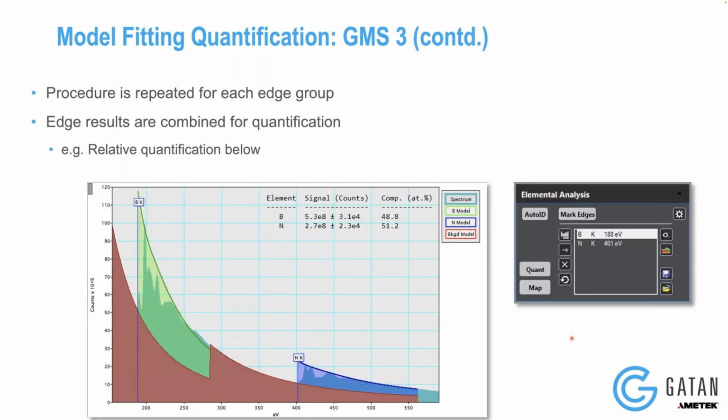This procedure is repeated for each edge group. One of the real advantages is that it can deal with overlapping signals. So this is kind of a step beyond what can be done with just simple background subtraction. One thing that we do need to be aware of and be careful of is that when we're doing this fit-based quantification, the accuracy of the quantification really directly relates to the accuracy of the fit. So our quant result directly correlates to how accurate and good our fit is. So essentially we need that fit to be as good as possible.